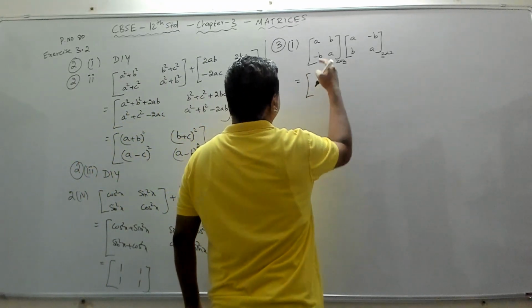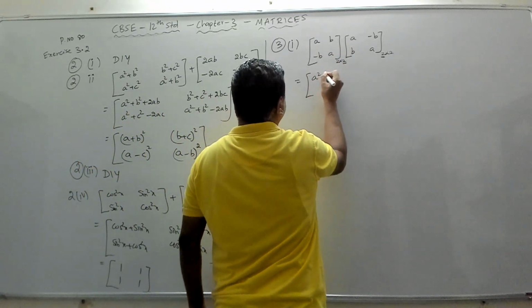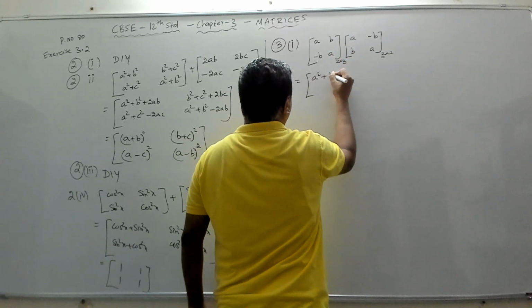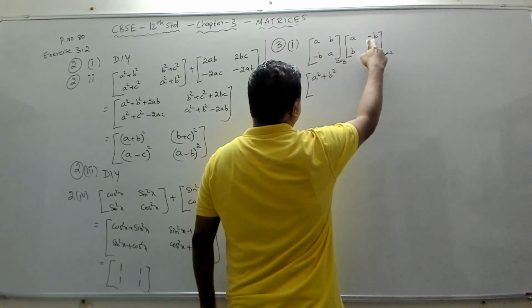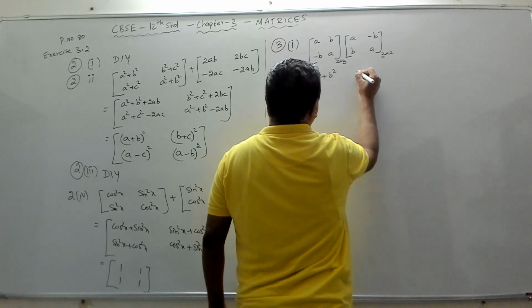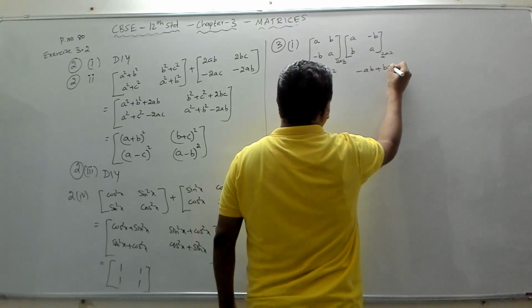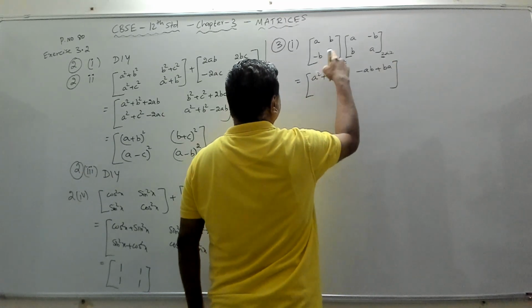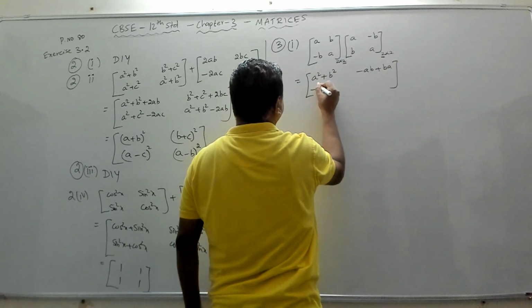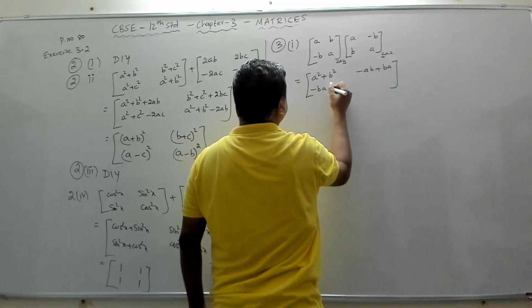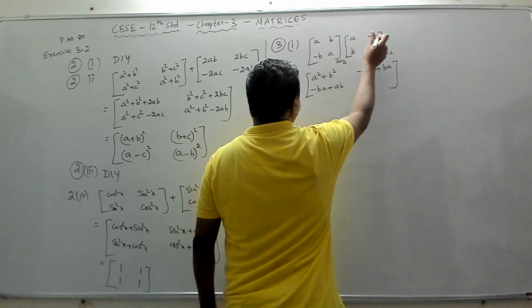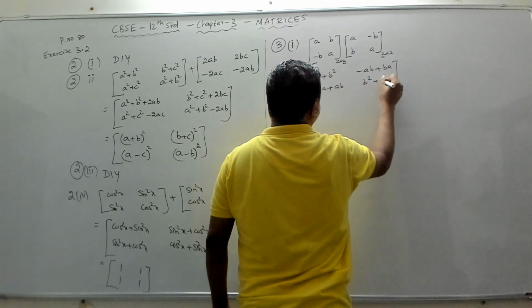So how do we multiply? A into A is A square plus B into B is B square. Then A into minus B is minus AB. Again B into A is plus BA. Then second row with first column, minus B into A is minus BA, A into B is AB. Minus B into minus B is B square plus A into A is A square.